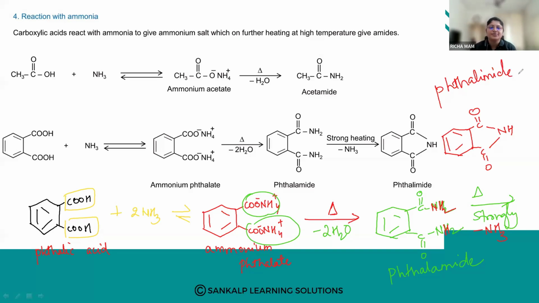So this is about your reaction with ammonia. How does ammonia react with your carboxylic acid? It will form a salt. From that salt, if you heat it strongly, a water molecule will be lost, and you will get the respective amides. Are these reactions clear? Yes, ma'am. Okay. So let us go for the next one.